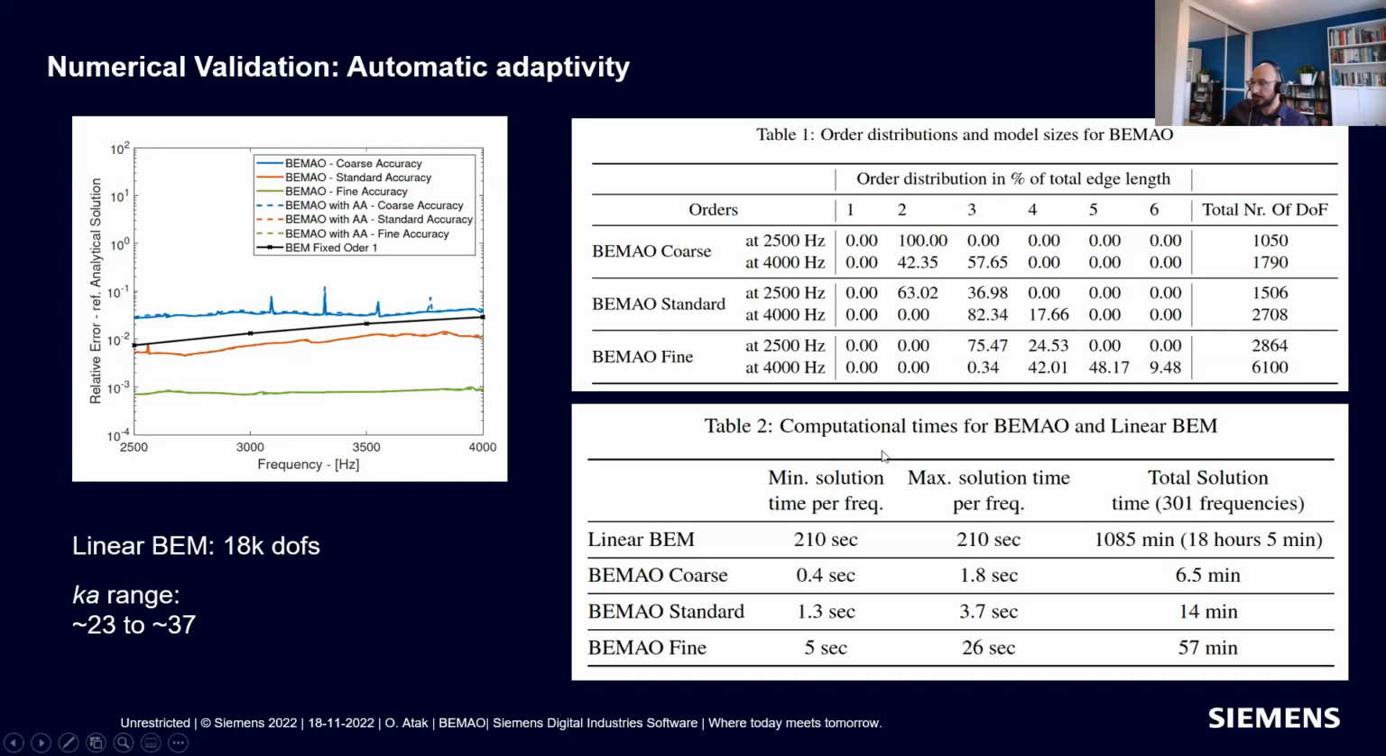If I look at computational time, this is an 18K linear BEM model. You would require 300 frequencies, with a 5 hertz step between, and it would take us 18 hours to use a classical BEM approach. And if I use a coarse BEM, again, between min and max, the simulation time changes. If you look at the total, you see how fast we are as compared to classical BEM. And here it would fall in between coarse and standard accuracy with BEM. You can see here from 1,000 minutes to around 10 minutes if you want a bit of accuracy. So quite a bit of speed up.